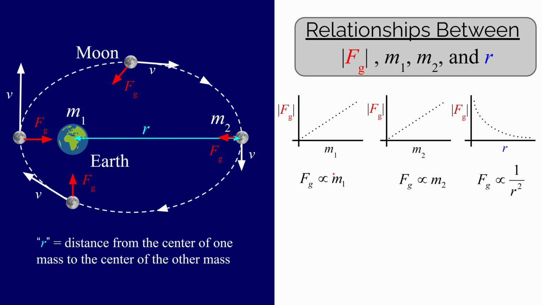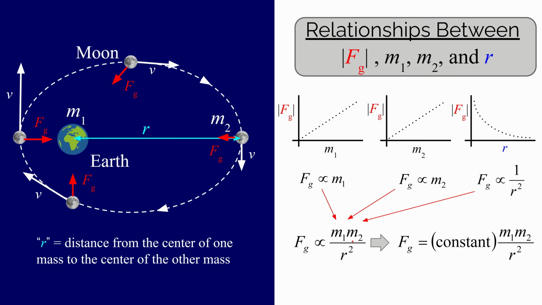These three individual proportionality statements could be joined into one statement: the size of the gravitational attraction between any two masses at any distance is proportional to the product of the two masses divided by the square of their distance. But again, this is just a proportionality, not an equation. So how do you turn a proportionality into an equation? Well, you need to multiply the proportionality, m1 m2 over r squared, by some proportionality constant. And this constant is not something Isaac Newton knew. He wasn't able to measure it experimentally.